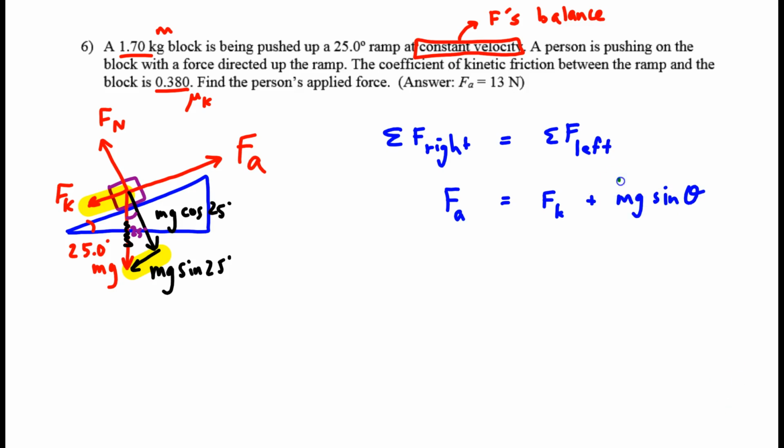I know mass, I know g, I know theta, so now all I have to find is Fk, and I'll be able to calculate my applied force. All right, let's take that on. How do we find Fk? Well, we know kinetic friction force is equal to mu times the normal force. But the normal force balances something.